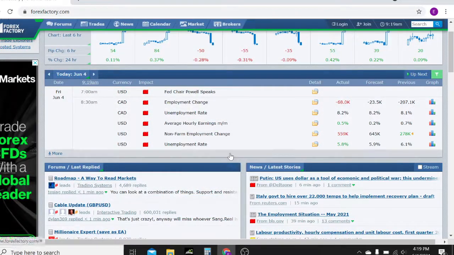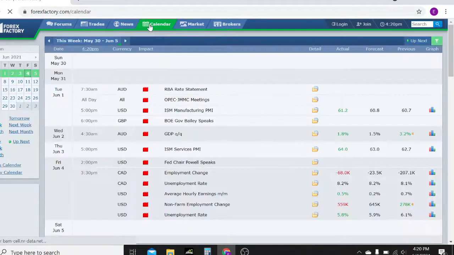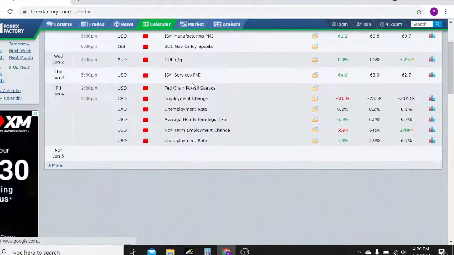Today there was news. It was the 4th of June, Friday. This is the day for NFP and employment change for USD and the Canadian dollar. On this day I saw that the market was really influencing the prices, and I came to realize there is a big correlation between this news and the trends that I'm seeing on the chart.